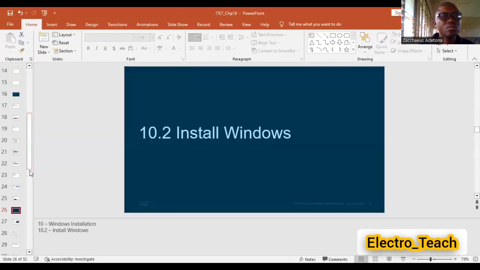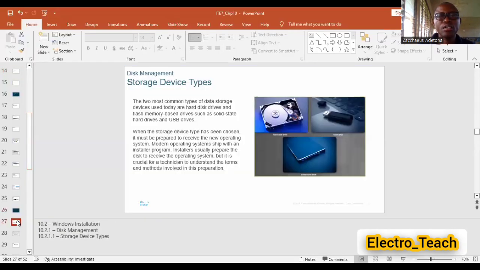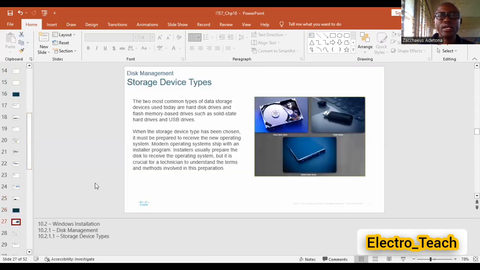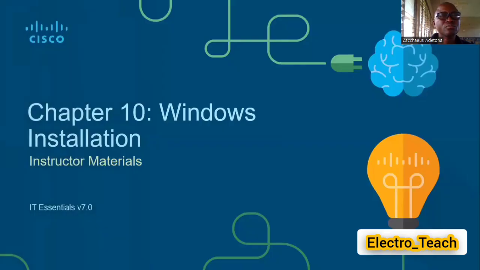Now, the Windows storage devices needed. We want to first of all talk about the devices needed, which are the hardware devices needed to install the operating system. We can actually use the hard drive to install the operating system.